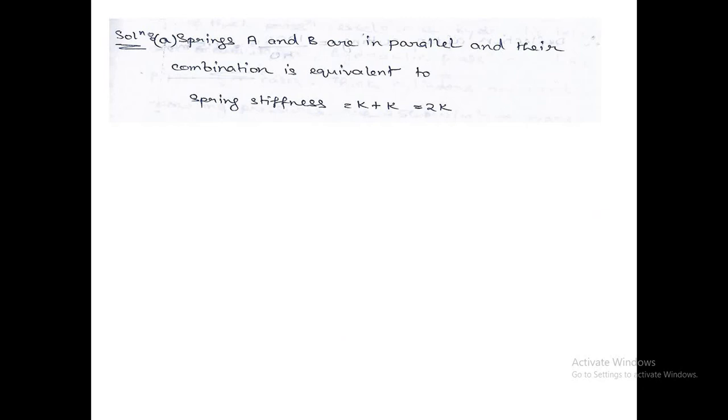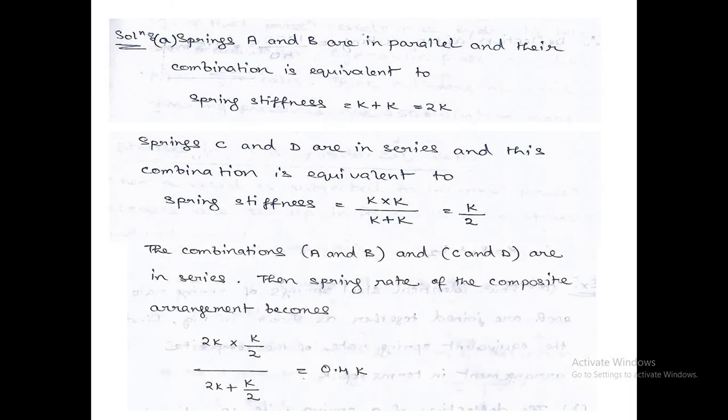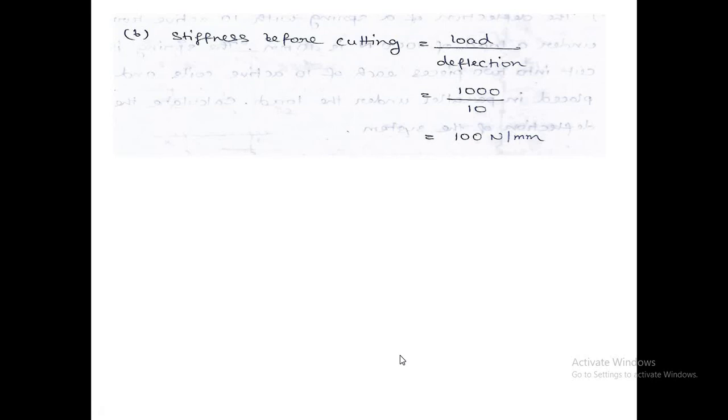So let's solve the problem for part A. Since springs A and B are in parallel, their combination is equivalent to a spring stiffness equal to K plus K, which is 2K. Springs C and D are in series, and this combination is equivalent to a spring stiffness equal to K into K divided by K plus K, which will be equal to K by 2. The combinations A and B and C and D are in series, so the spring rate of the composite arrangement becomes 2K into K by 2 divided by 2K plus K by 2, which will be equal to 0.4 K.